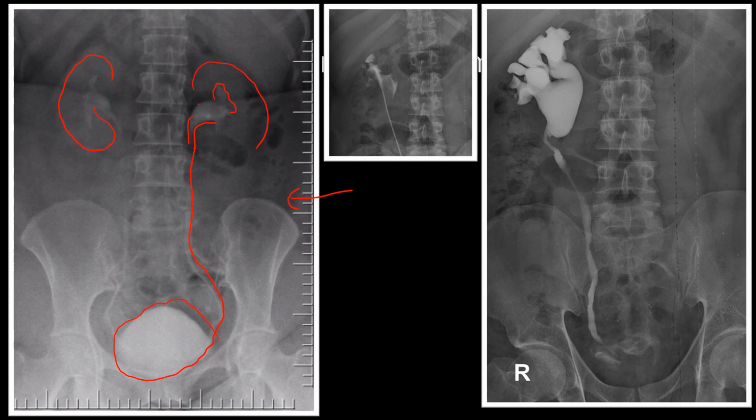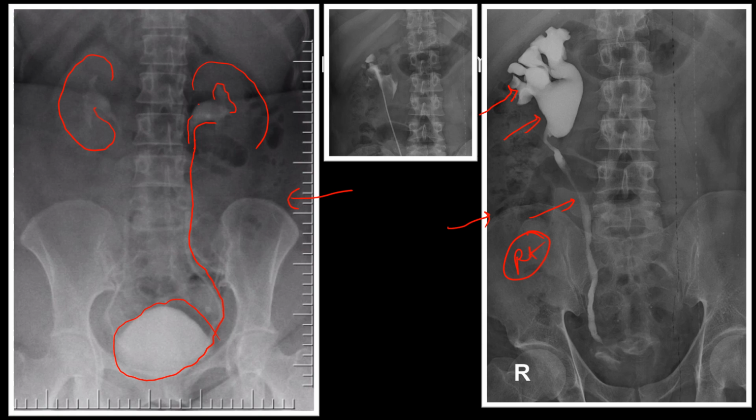For the retrograde pylography, this is a skiagram taken by a special technique known as retrograde pylography, where we can see the shadow of the calyces, pelvis, and ureter on the right side without any visible abnormality.